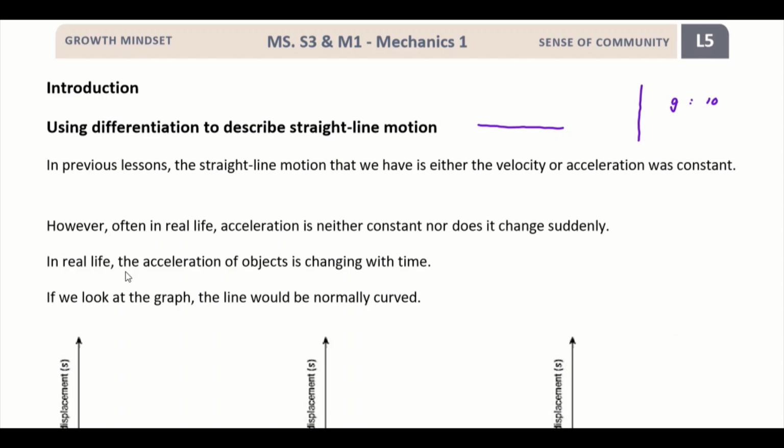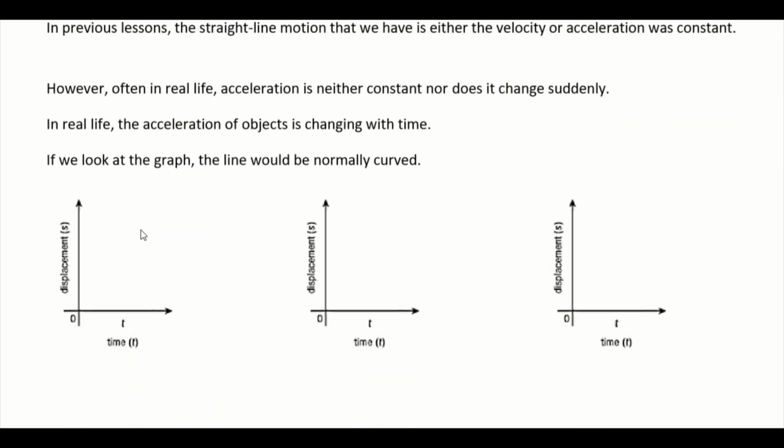All right. So like what we mentioned just now, often in real life, our acceleration wouldn't be constant. So for example, if you are driving a car, you come out from your house, then after that you go on a highway.